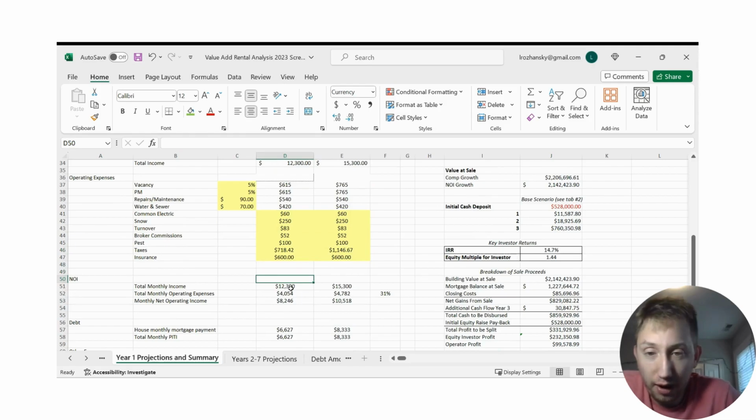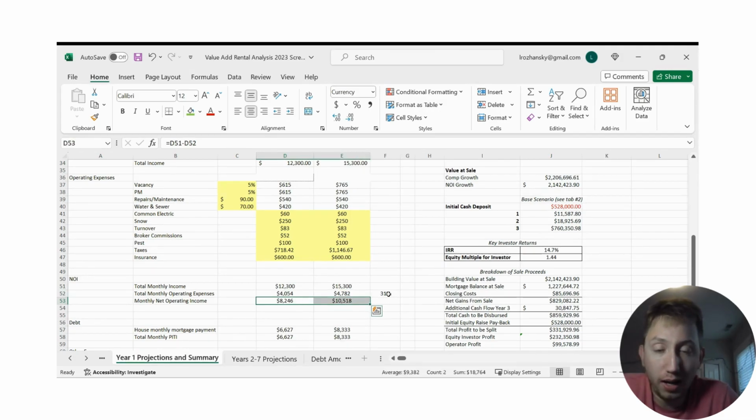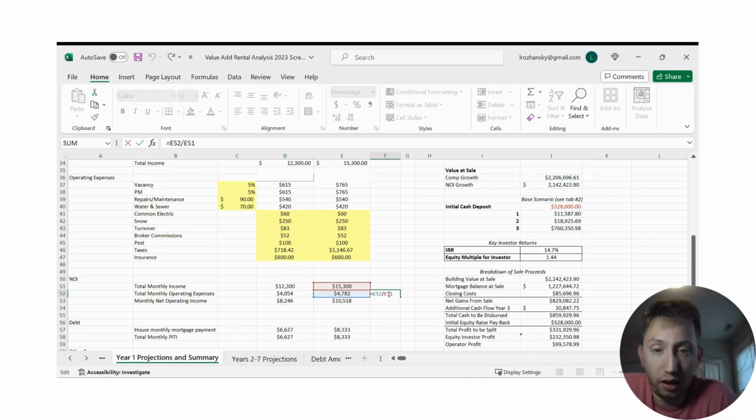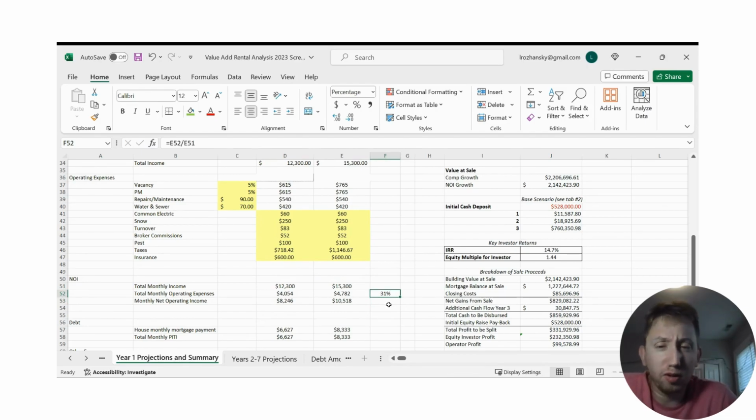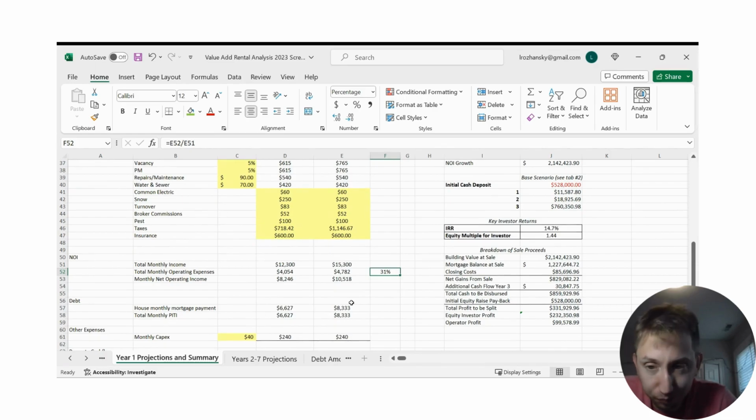Next, we have our NOI basis. So we have our total monthly income, we have our total monthly operating expenses, and that gets us to our NOI. This is just a quick check of our operating expense ratio. For most small multis, you should be somewhere around the low 30% range. So this checks out really well. This seems to be right on point.